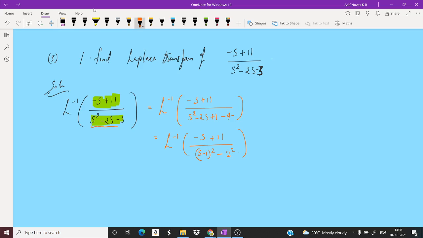So for that, here it is s minus 1. Okay. So I want minus of s minus 1. So I am writing s minus 1. So minus of s minus 1 is plus 1, plus I'm taking 1 here. So that is equal to 10, 11 minus 1, 10. And I am adding 1 divided by s minus 1 whole square minus 2 square.